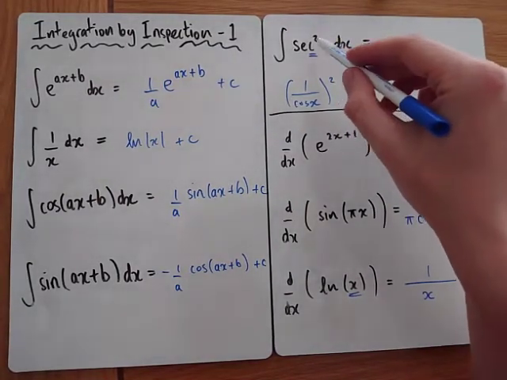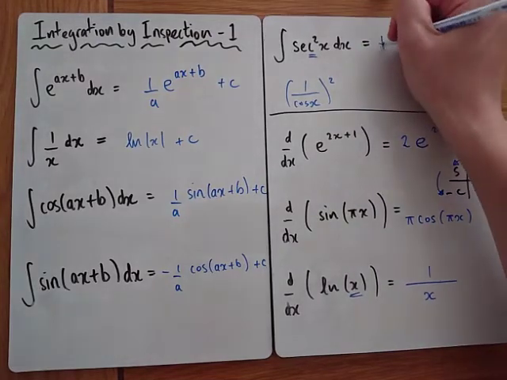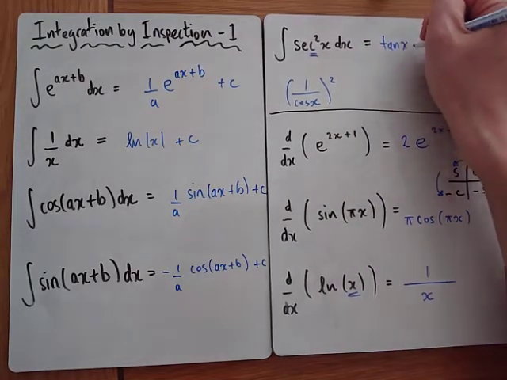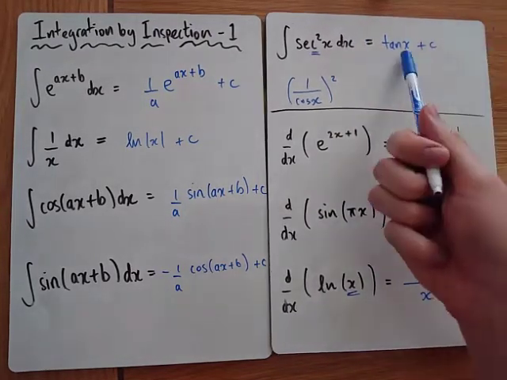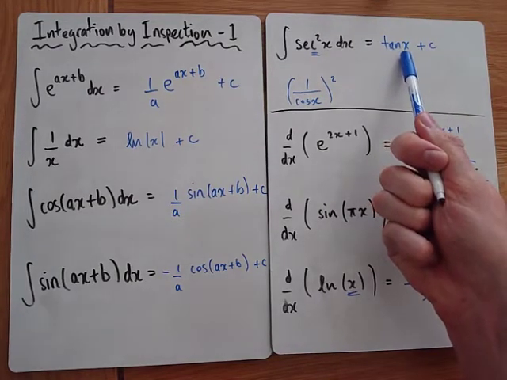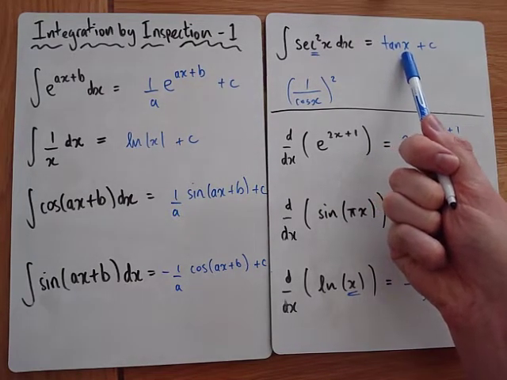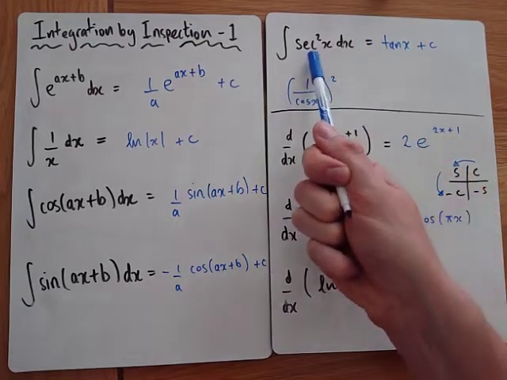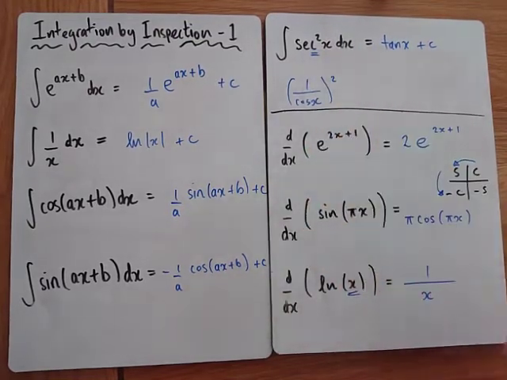If we integrate sec squared, we just need to remember that we get tan. Because when you differentiate tan, you can use the quotient rule. You can write it as sine over cos. We did it earlier on. If you differentiate tan, you get sec squared. So if I integrate sec squared, I get tan. Okay.